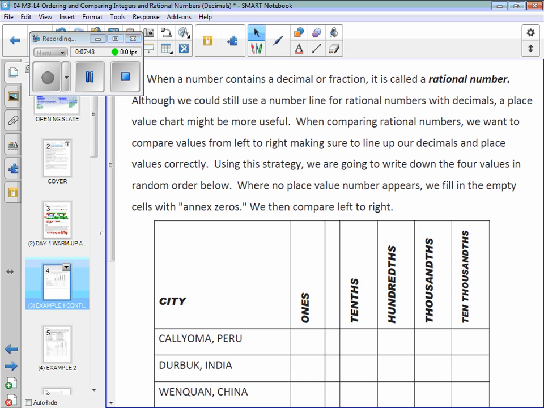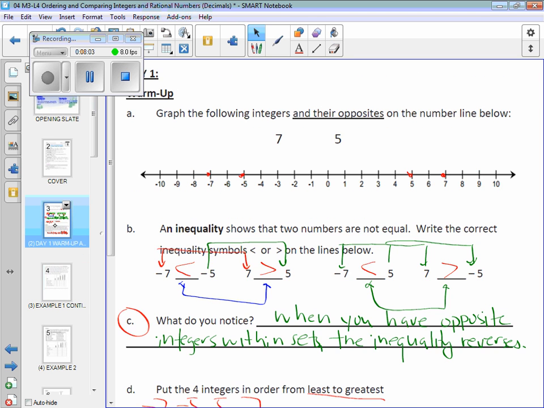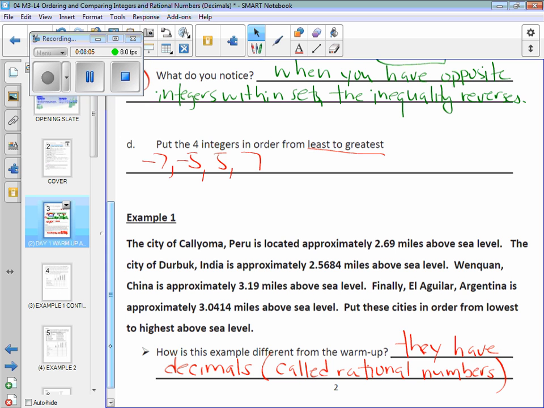The top of page 3 is kind of what I've already explained to you about what a rational number is. But what we're going to do is use a place value chart to rank these. Go back. What do they want? Least to greatest or greatest to least? Or however they word it. What do they want? Because I want you to underline it. Or in this case, they just reword it as lowest to highest, which means least to greatest. But I want you to underline it.